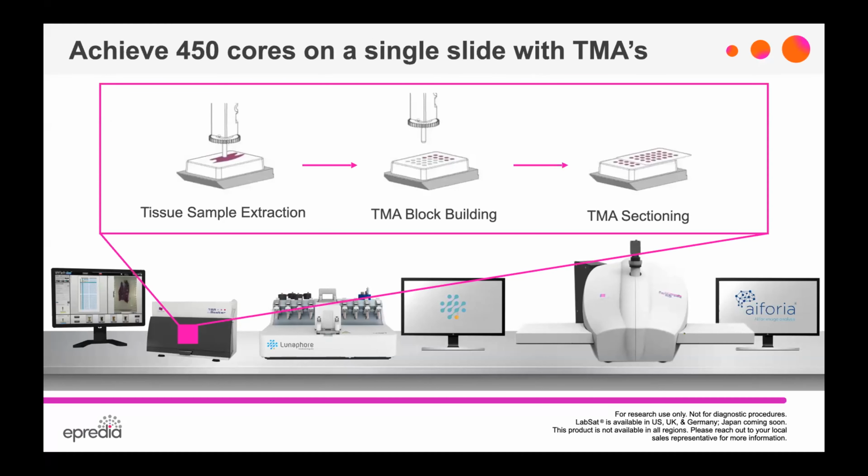So automation-wise, starting from left to right, we're able to achieve more than 450 cores in a single block. These are made using enhanced punches and drills with 0.6 millimeter, 1 millimeter, 1.5, and 2 millimeter choices. And again, you can establish where on the block you want these cores to go. And you have the option to go in and do very precise coring, as you'll see in upcoming slides, to select the precise cells that you want cored out of the paraffin blocks.